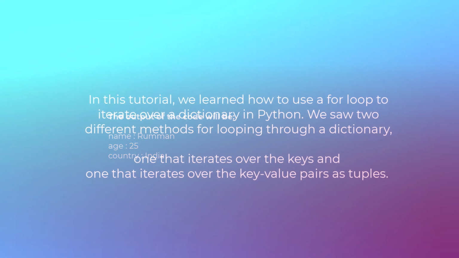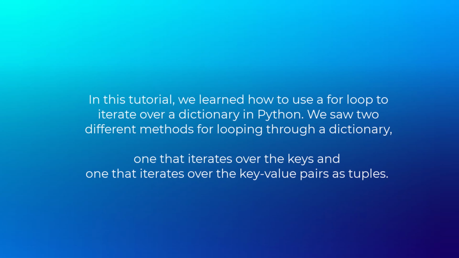Conclusion. In this tutorial, we learned how to use a for loop to iterate over a dictionary in Python. We saw 2 different methods for looping through a dictionary, one that iterates over the keys and one that iterates over the key-value pairs as tuples.